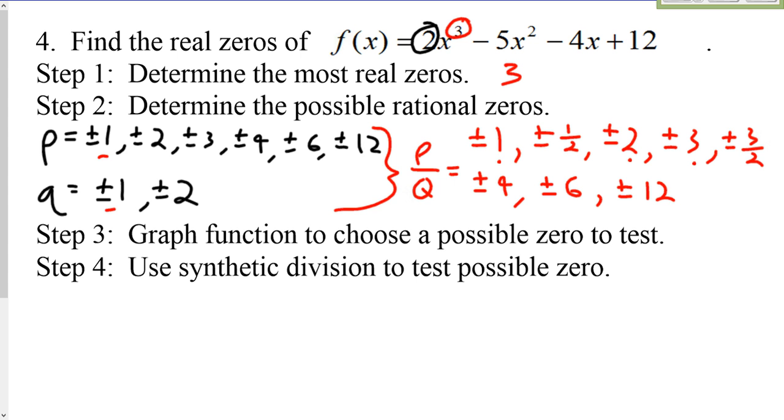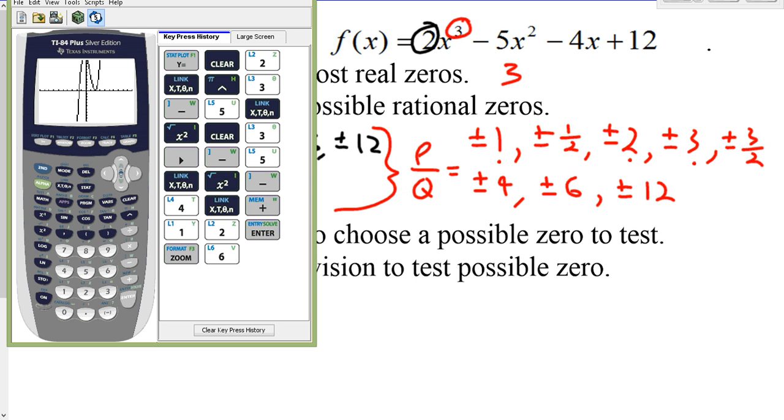So I go ahead and put it in my calculator and graph it. I get a graph something like this. I put in my y equals: 2x cubed minus 5x squared minus 4x plus 12, and do a standard window, zoom 6. And I can see here a possible 0 to test. It looks like right here I potentially have a 0 at x equals 2. Okay, and that was one of the possibilities that I came up with using that theorem.